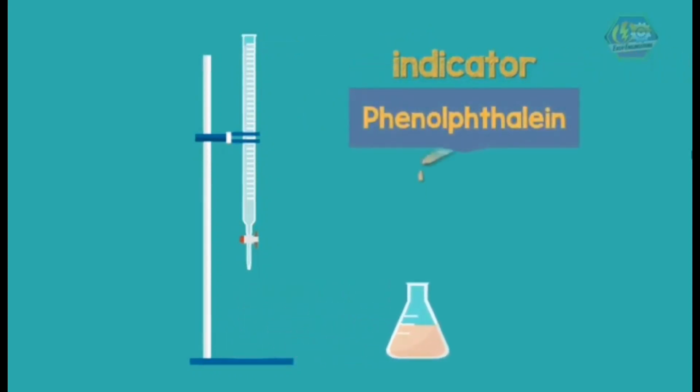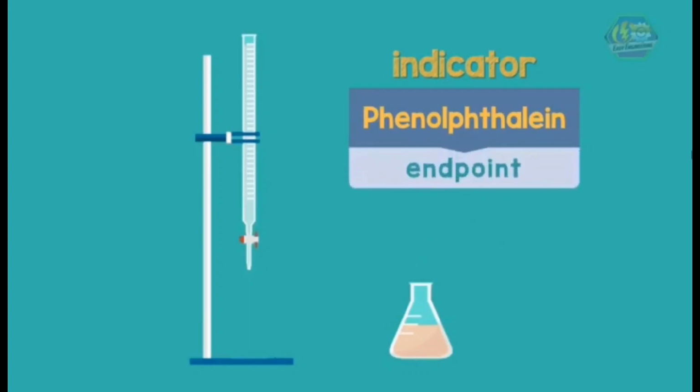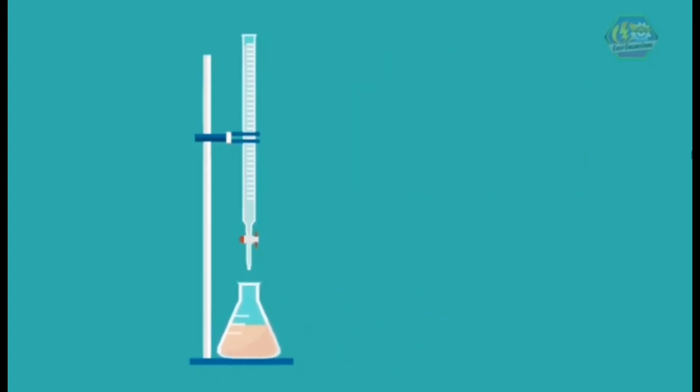We need an indicator called phenolphthalein and put 3 drops into the Erlenmeyer flask. The purpose of this indicator is to know the endpoint. Now we can start the titration. After some time, we notice that there is a temporary light pink color change when sodium hydroxide solution drops. This means that we have now reached the endpoint.